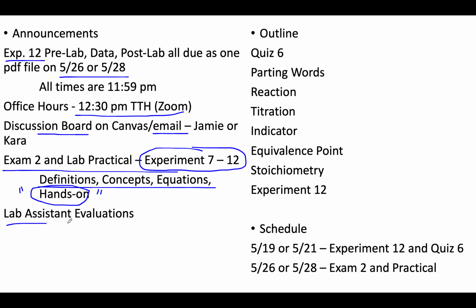You will have been emailed lab assistant evaluations. So this is feedback for your lab assistant. What did they do that was helpful? Do you have suggestions for improvement? Thank you for all that you did for us. You can say lots of things in there. So I really encourage you, please take the time to give some feedback. We all would appreciate that.